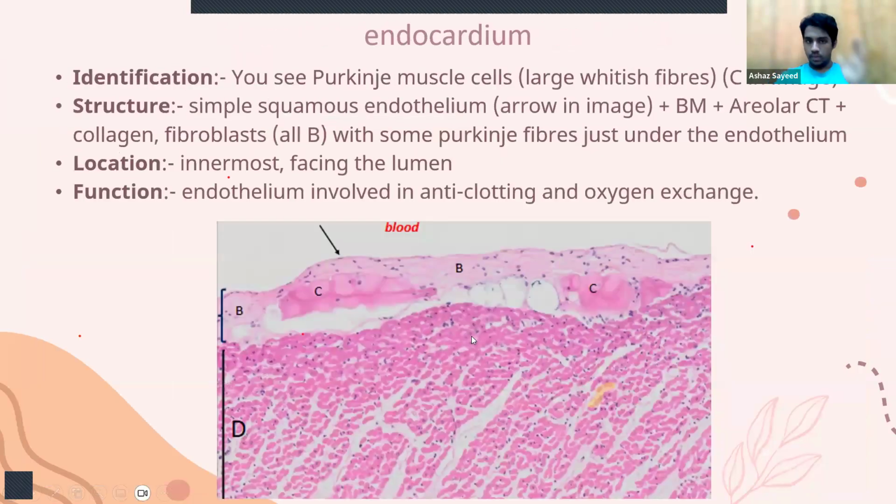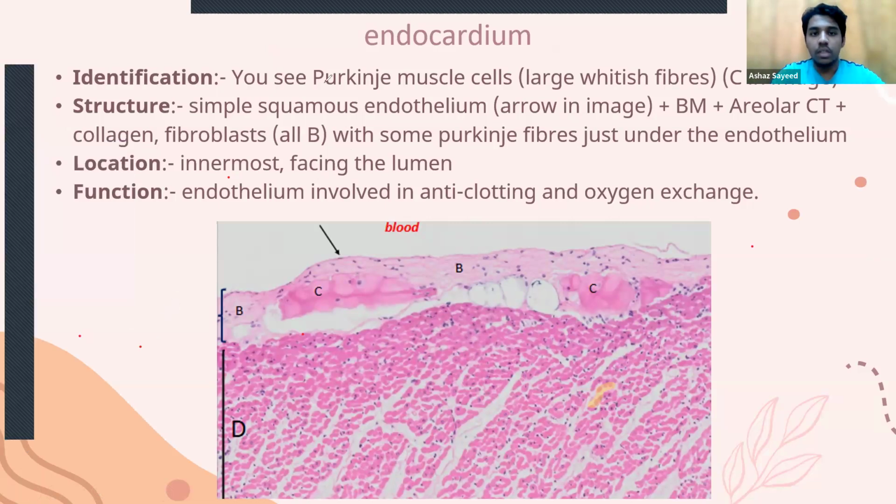So we are done with the pericardium, the epicardium, and the myocardium, and finally now we are at the endocardium. This is the innermost layer. Inside of this you're going to see the lumen. The biggest identification for the endocardium: if you want to search for the endocardium, you search for Purkinje muscle cells. These right here.